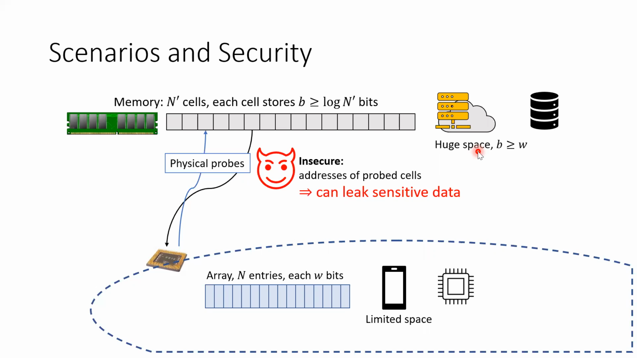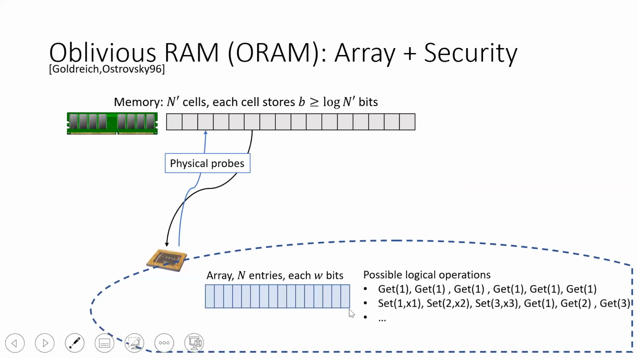And this can already leak sensitive data from our secure side, that's the processor side, because these physical locations that we touched in memory cells depend on sensitive data. So to address this issue, the notion of oblivious RAM is proposed by Goldreich and Ostrovsky.